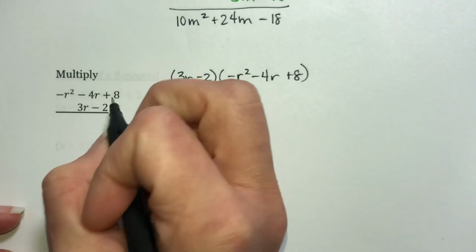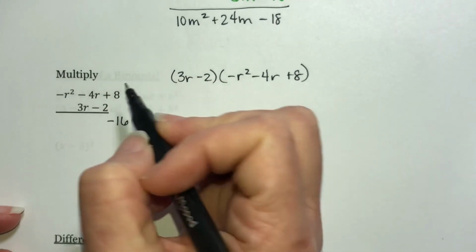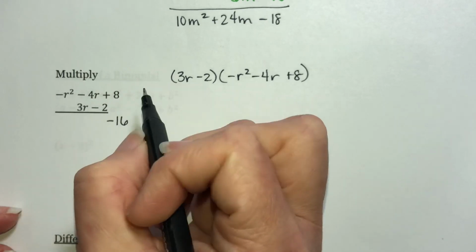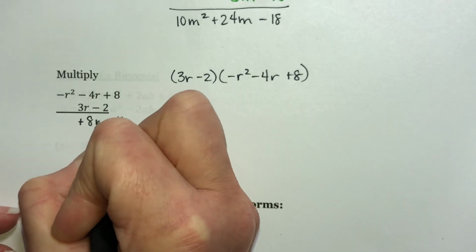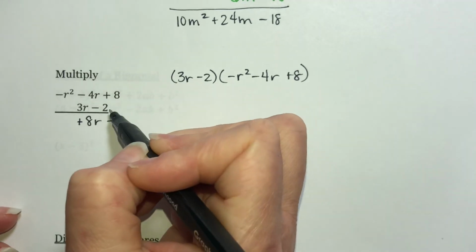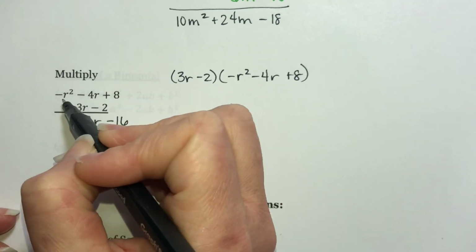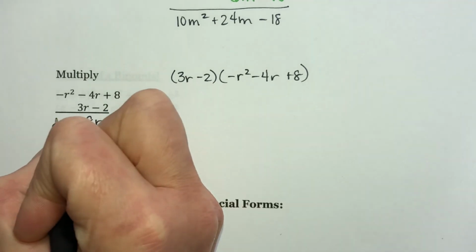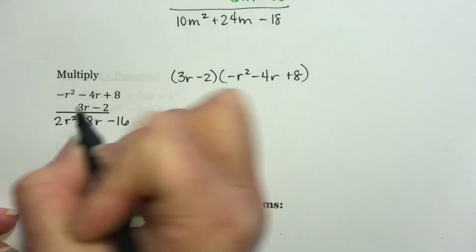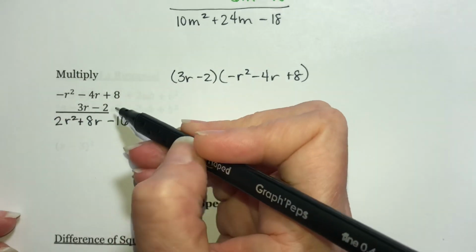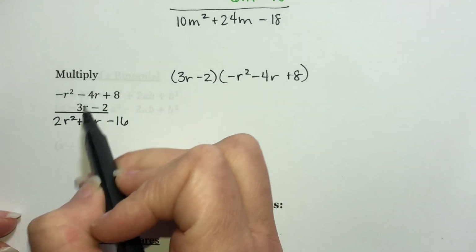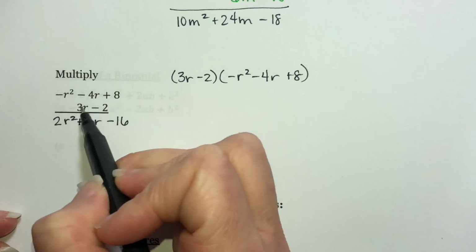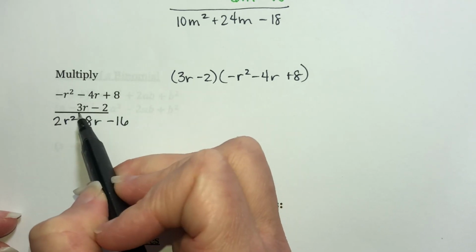Negative 2 times negative 8 is negative 16. Negative 2 times negative 4r is going to be a positive 8r. Okay? And then negative 2 times negative r squared is going to give me a positive 2r squared. So all I've done is I've taken this negative 2 and multiplied through here. Now I'm going to take the 3r and multiply through here. Really, it's distribution. It's just written differently.